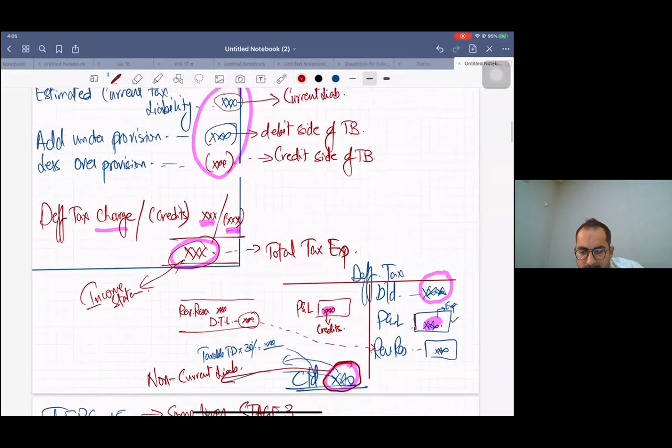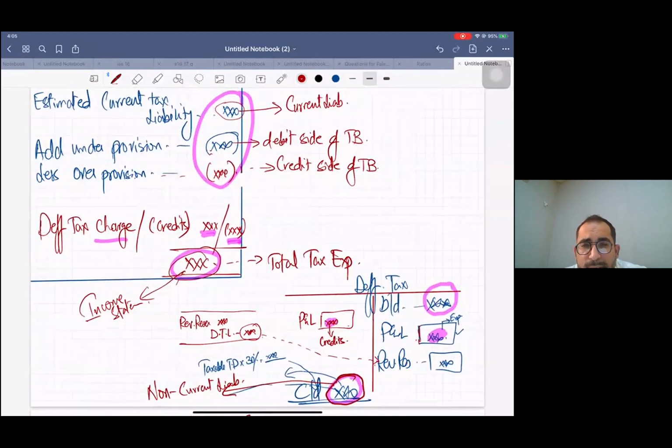Three famous things you can see on the screen. Current tax liability will go as a current liability. Number two, the total of this packet, that is total tax expense, will go in the income statement after PBT. And the third thing is the closing balance of deferred tax liability, which will be reported as a non-current liability in the SOFP. You can have a look.